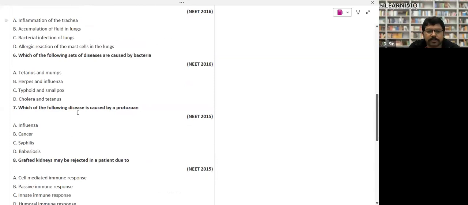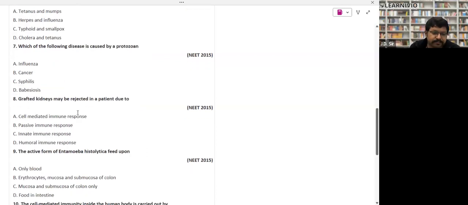The following sets of diseases caused by bacteria. Easy. This question is D. Very good. Vibrio cholerae and tetanus. Which one? Clostridium tetani. Right. So both are bacteria. Which of the following diseases is caused by protozoa?